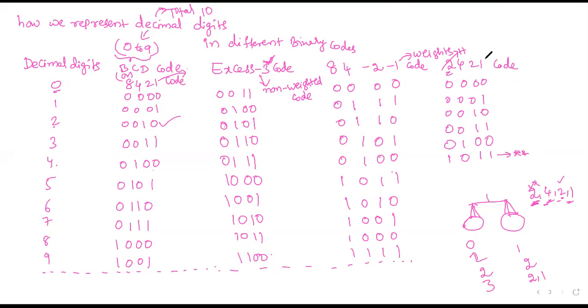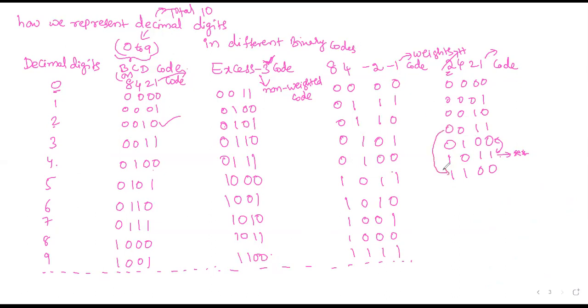Generally, 2421 is known as a self-complementary code. So from here onwards, just reverse the bits. By reversing the bits, you will get this one. By reversing this one, you will get the next one. By inverting the bits of this one, you will get the next, 1 1 0 1. By inverting this, you will get the next, 1 1 1 0. By inverting this, you will get the next, 1 1 1 1.